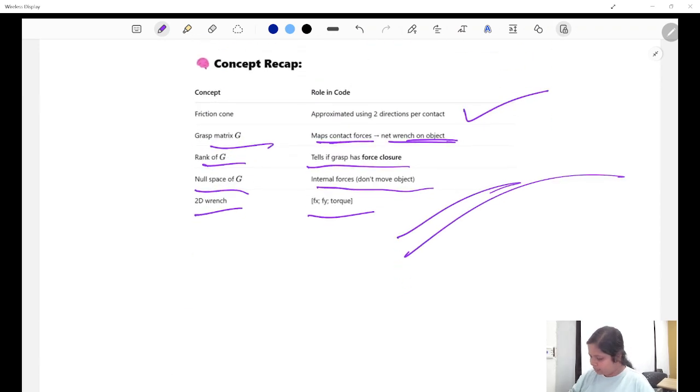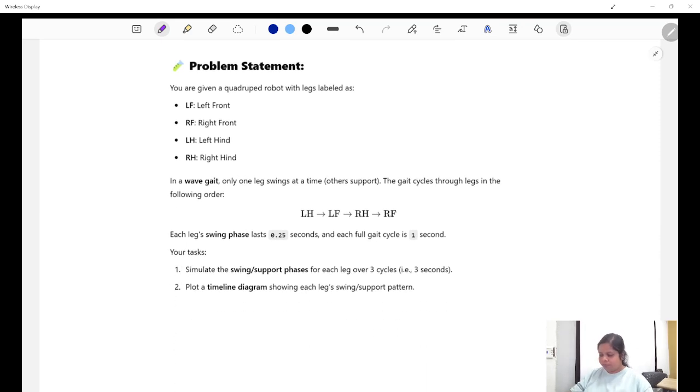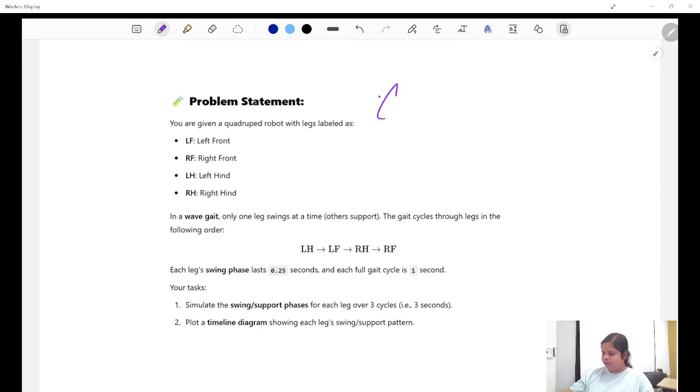Wait for a few minutes because there is another problem. It is related to gait.